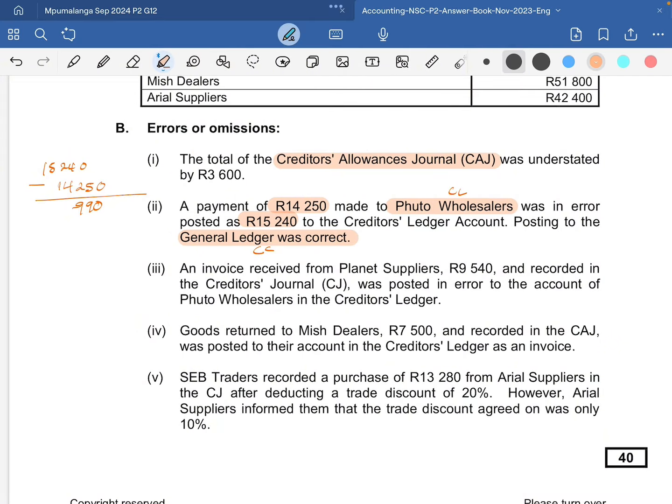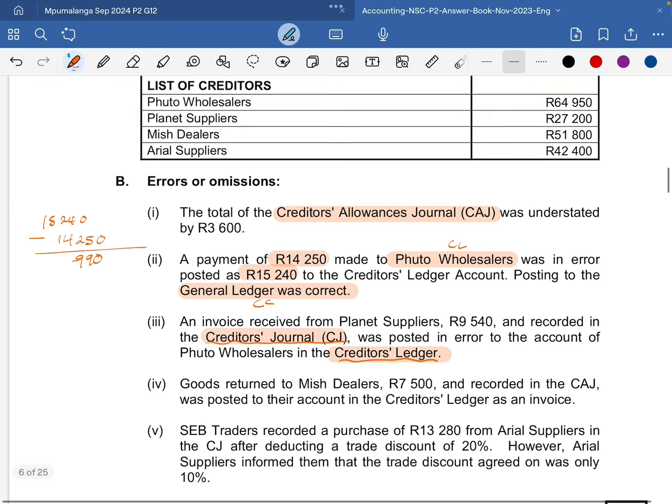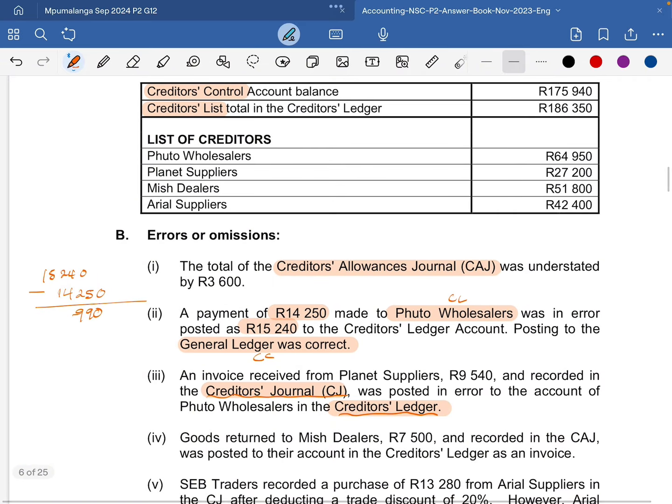Right, so it was recorded in the CJ, was posted in error to the account of Puto wholesalers in the creditors ledger. Okay, so here they're telling us about the creditors ledger, and then here they're telling us about the creditors journal. They're not mentioning anything about the creditors list. So remember that they said here the creditors list total in the creditors ledger.